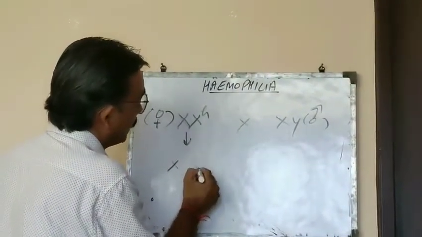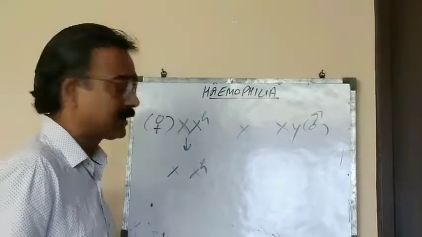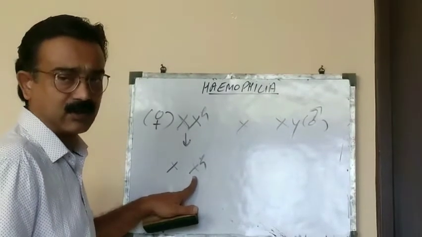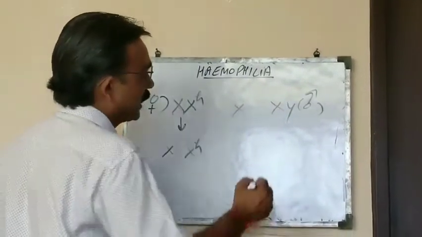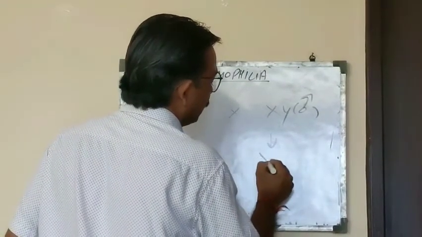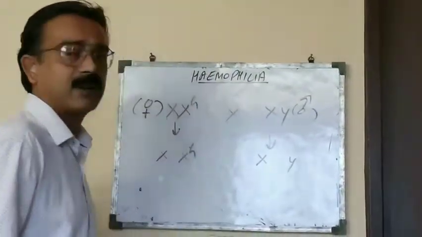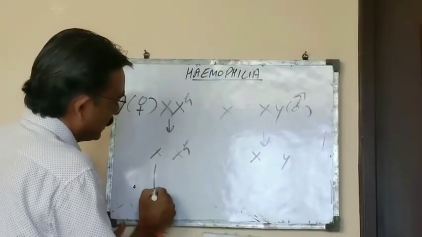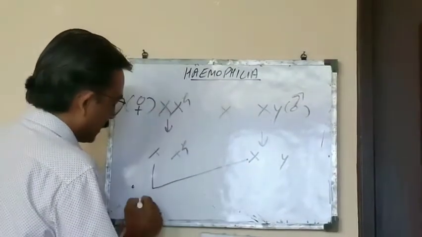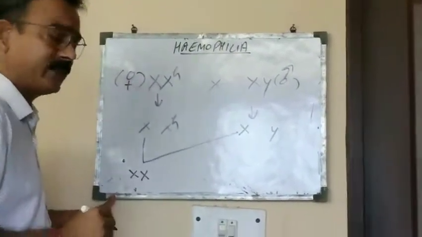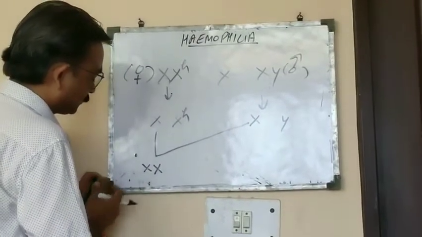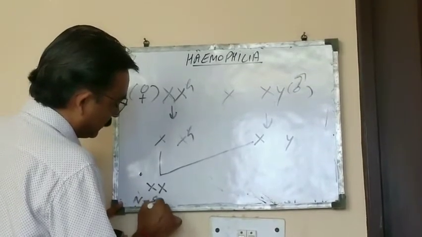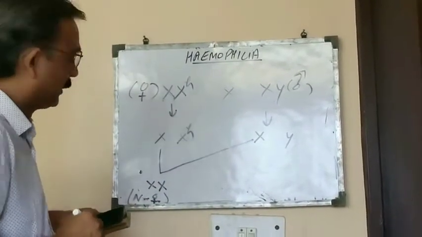So two types of gametes will form. One gene will be normal, and one gene carries the hemophilic disorder character. Here also two types of gametes will form, one of X nature and one of Y nature. Now see, if this egg is fertilized by this sperm, then the condition will be like this, a normal female.